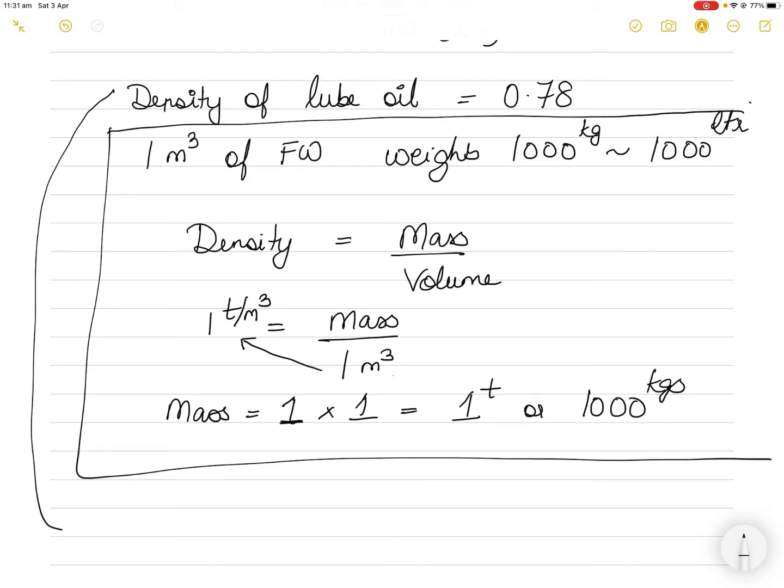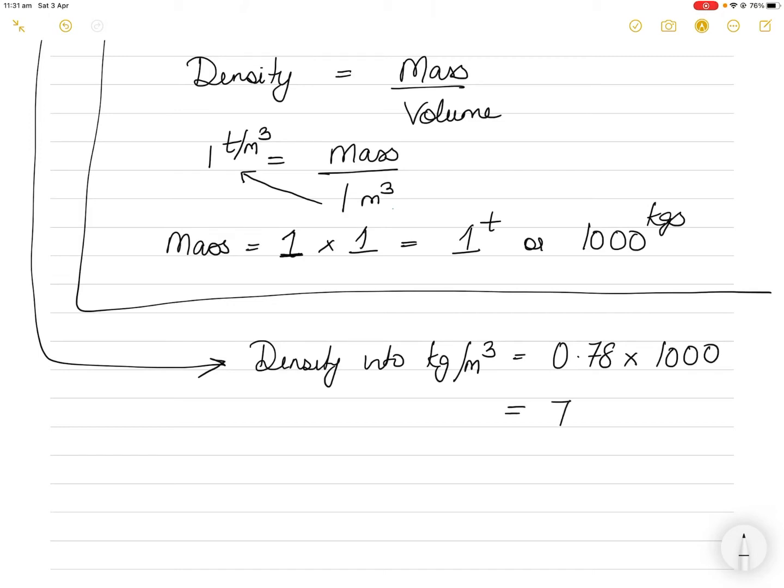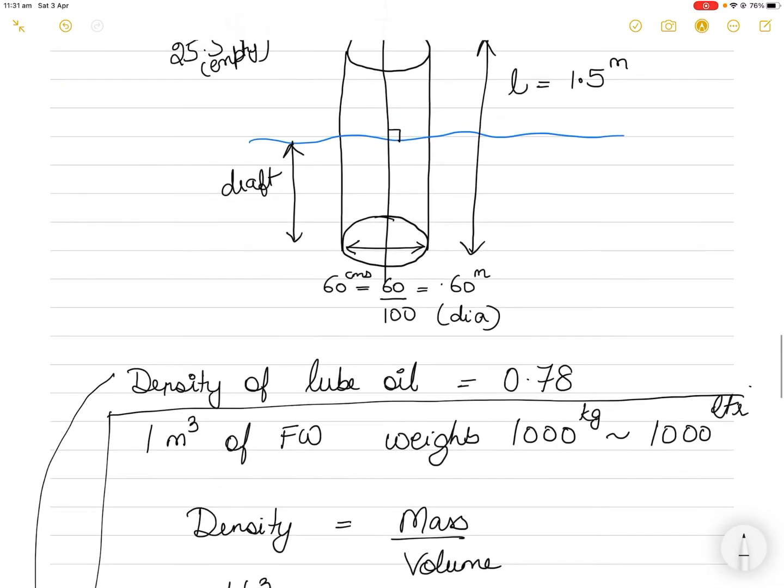So if density of lube oil is given to me as 0.78, then if I want to convert density into kilograms per metric cube, all I have to do is take that 0.78 and multiply it by 1000, because relative density is in comparison to 1 metric cube of fresh water. So this will give me 780 kilogram per metric cube, and this is the density of lube oil. All right. Now I have got the density of lube oil in kilogram per metric cube.